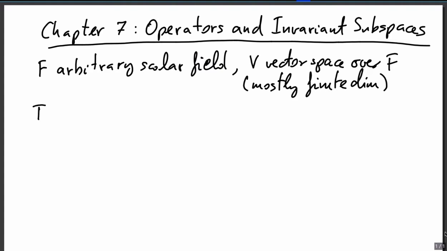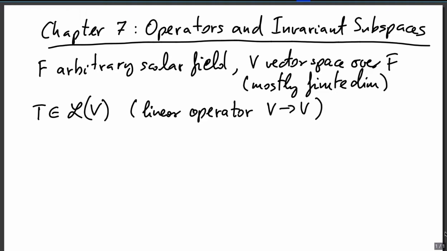Let me remind you that the notation T is a linear operator from V to V. The book right now omits the word linear operator, but of course we cannot do much with nonlinear ones. So in all cases, T will be a linear mapping from V to V, and this is called an operator when both the domain and the codomain are in the same vector space V.